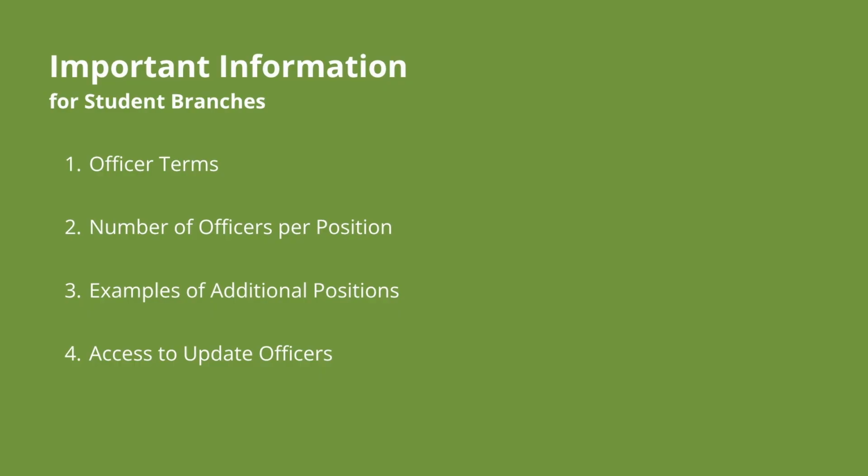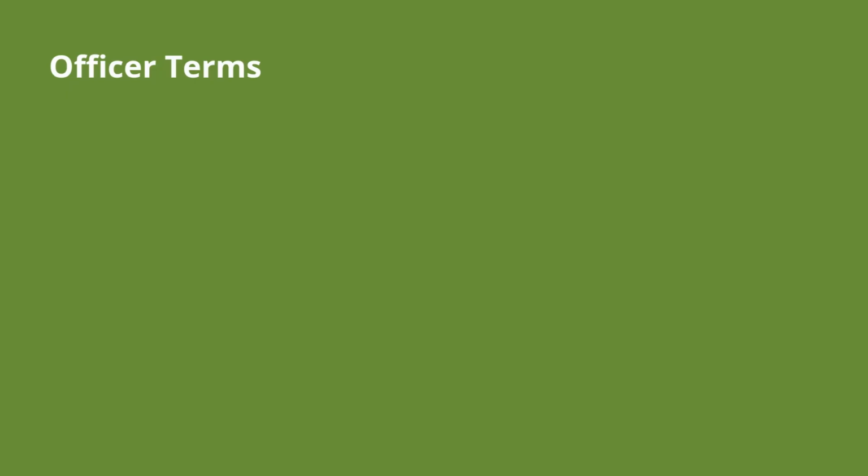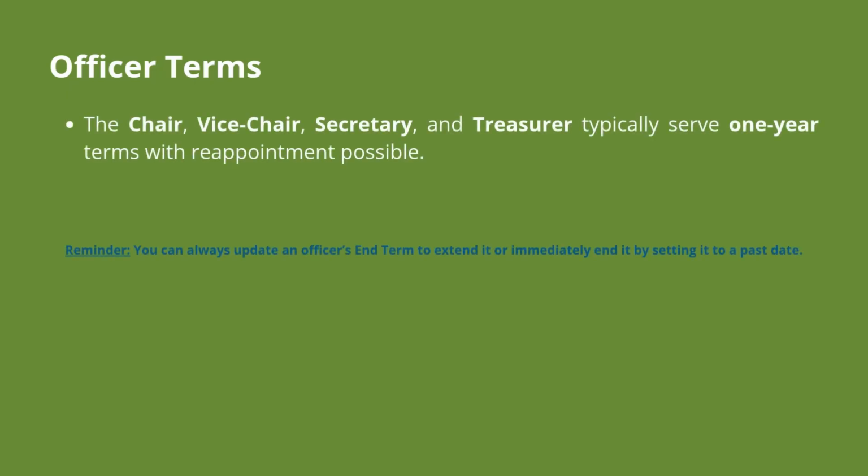You're almost an expert in using the IEEE vTools officer reporting, but to master the game, there is some information that you need to know, such as officer terms, number of officers per position, examples of additional positions, and knowing who has access to update your officers list. Officer terms. The chair, vice chair, secretary, and treasurer each typically serve a 1-year term and may nominate themselves for another year in the same positions if they wish to continue.